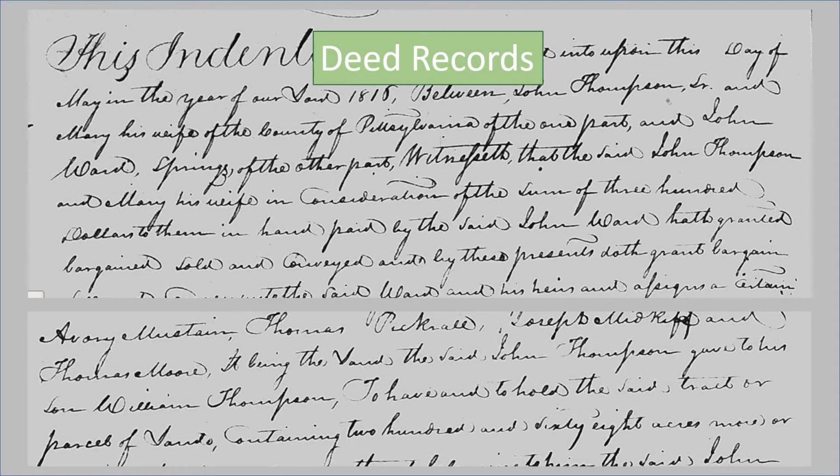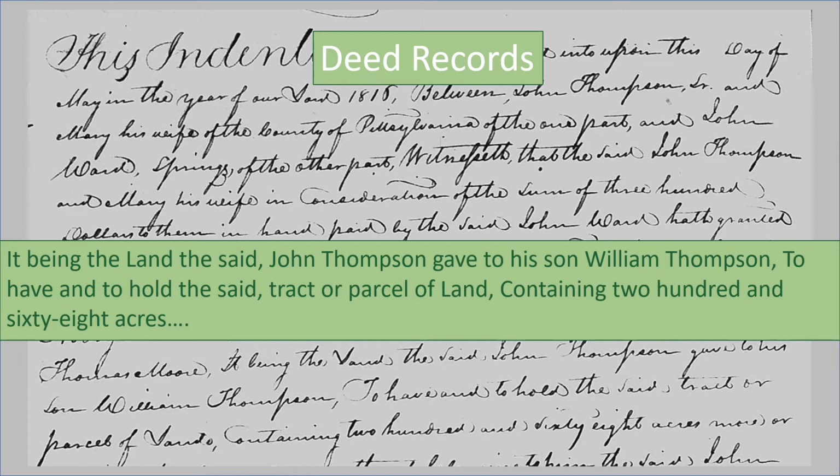Was land or property sold after the person died? Does someone in the family have a copy of the deed? This is a deed where one of my great-great-grandfathers was selling land for his son William, who had passed away. This was in 1816, so we can estimate William's death to about 1816. It stated in there, "it being the land that said John Thompson gave to his son William Thompson to have and to hold the said tract or parcel of land containing 268 acres." But John and his wife Mary are the ones selling it because William had passed away.